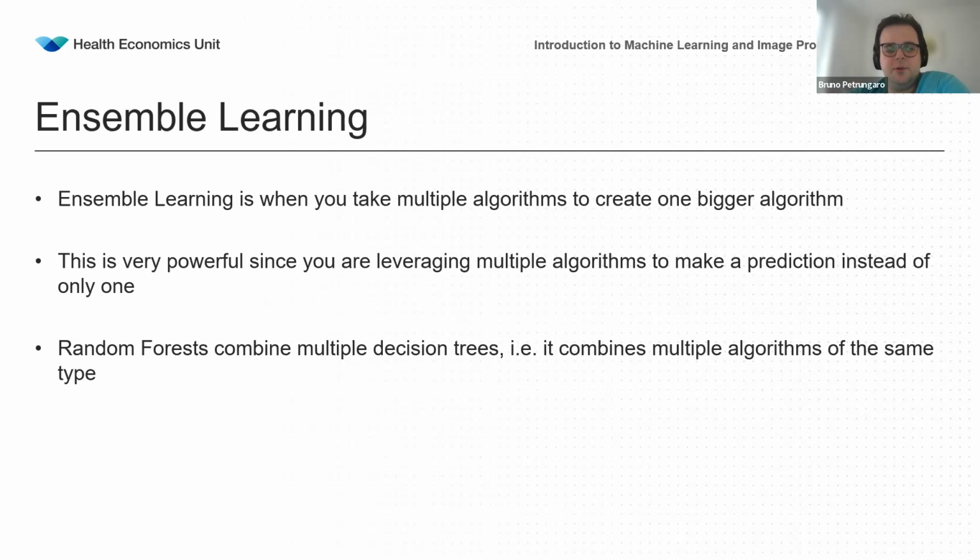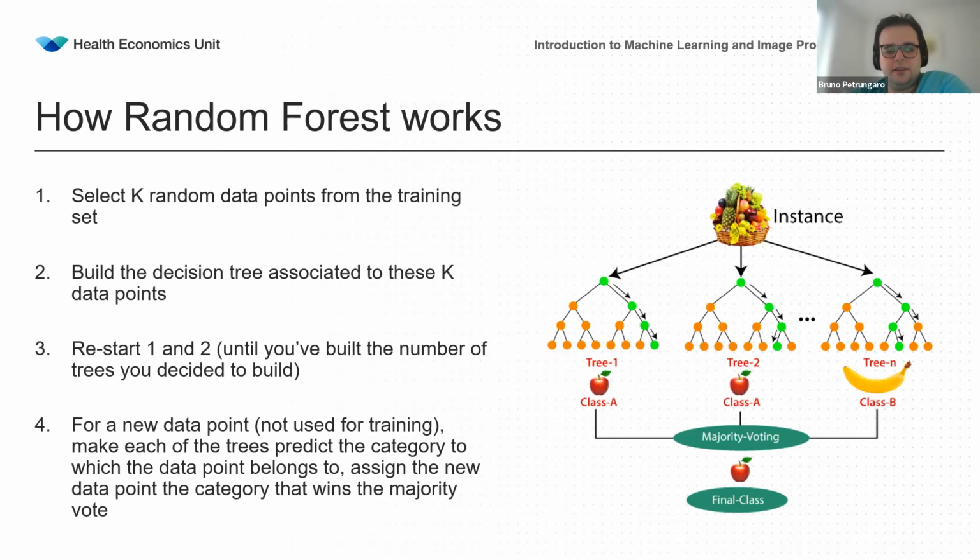So how does the random forest work? You start by selecting K, K being a number, random data points from the training data set, and you build a decision tree for these data points. Random forest, as we say, builds many decision trees. So after you finish one, you go back, select K data points again, and build another one, until you build the number of decision trees that you said you would build.